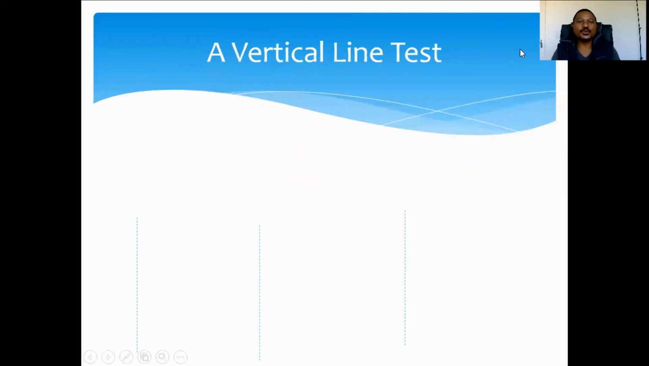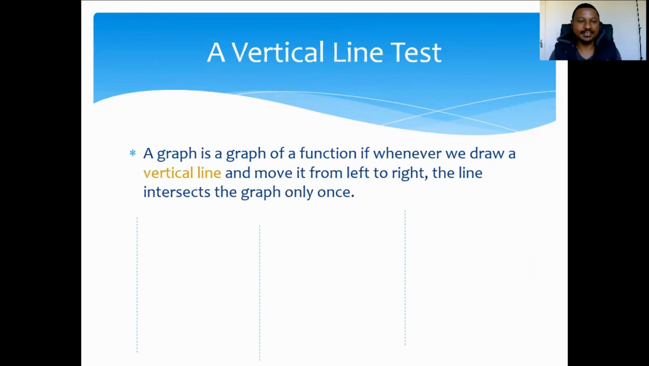Now we have what we call a vertical line test. Basically, given a graph, this test tells you whether the graph is a graph of a function. But what does the vertical line test say? This is what it says. A graph is a graph of a function if whenever we draw a vertical line and move it from left to right, the line intersects the graph only once.